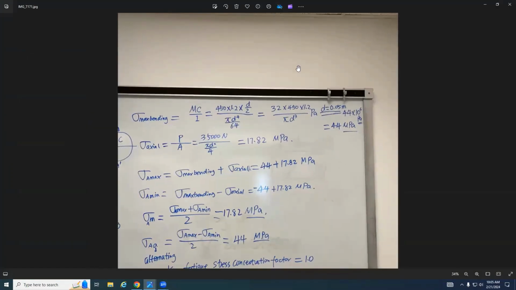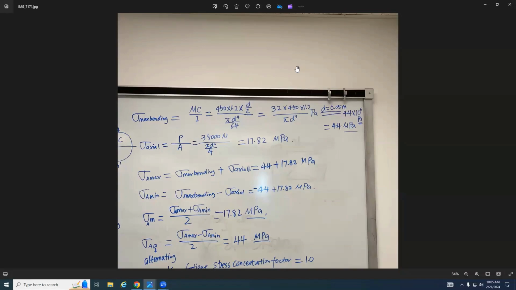So at point A, because of bending, this is what we calculated for the maximum bending, if we find it this way. And we have MC divided by I, so we get 45 megapascal. And then we have axial loading, which equals 17.82 megapascal.